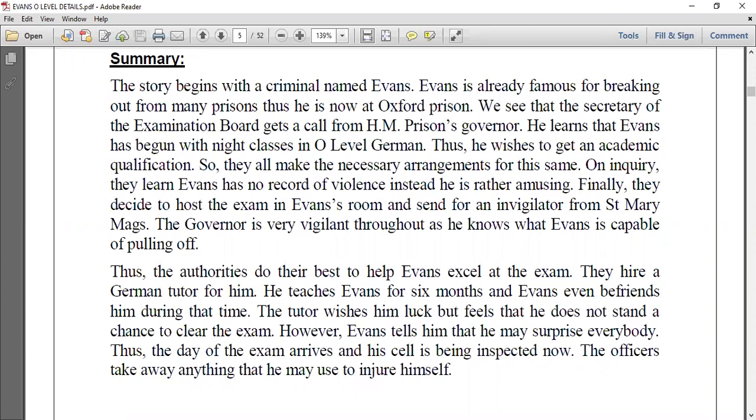Finally, they decided to host the exam in Evans' room and sent for an invigilator from Saint Mary Men's Church.